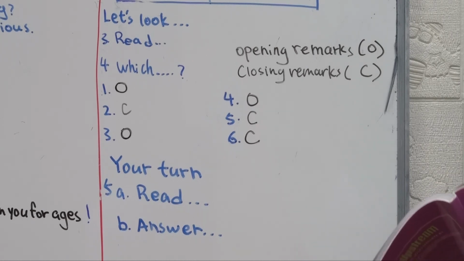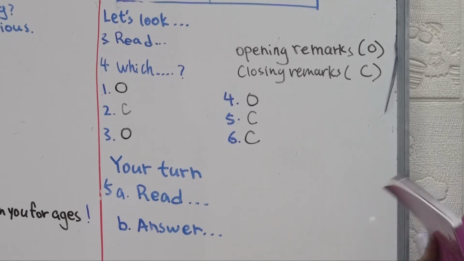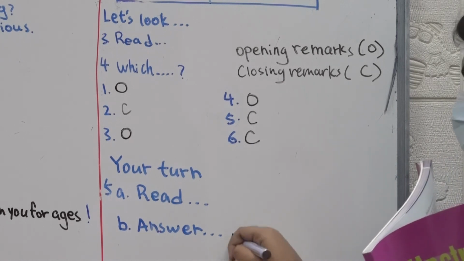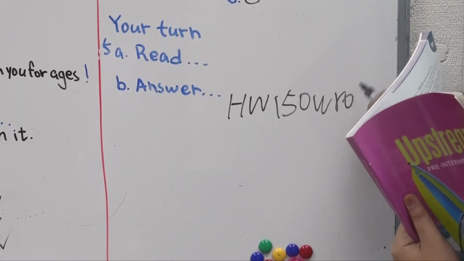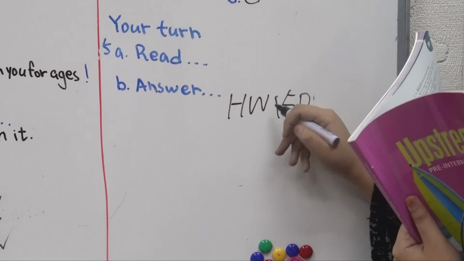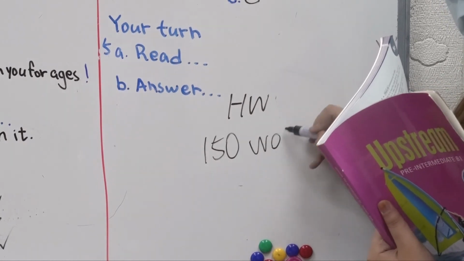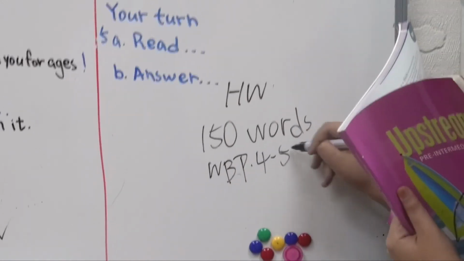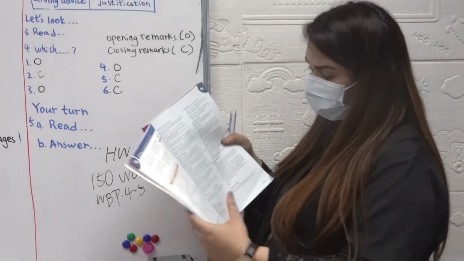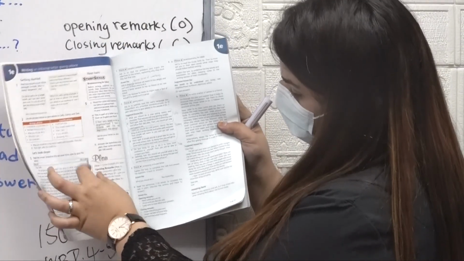Yeah, write your letter to your friend. B, answer the questions in the plan, then write your letter in 80 to 100 words. So this one is basically your homework, okay? But you have to write 150 words according to your workbook, pages 4 and 5. There is a plan in your student book, page number 14. The plan is: Dear, your friend's first name.